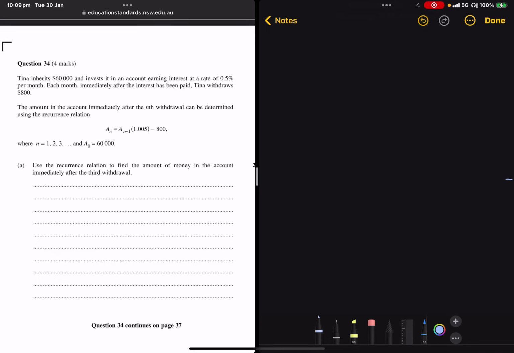Okay, so we're going to have a look at another question from the 2020 HSC Standard 2 Maths paper. So this is question 34. We're told Tina inherits 60 grand and invests it in an account earning interest at a rate of 0.5% per month. Each month immediately after the interest has been paid, she takes out $800. The amount in the account immediately after the nth withdrawal can be determined using this recurrence relation. Use the recurrence relation to find the amount of money in the account immediately after the third withdrawal.